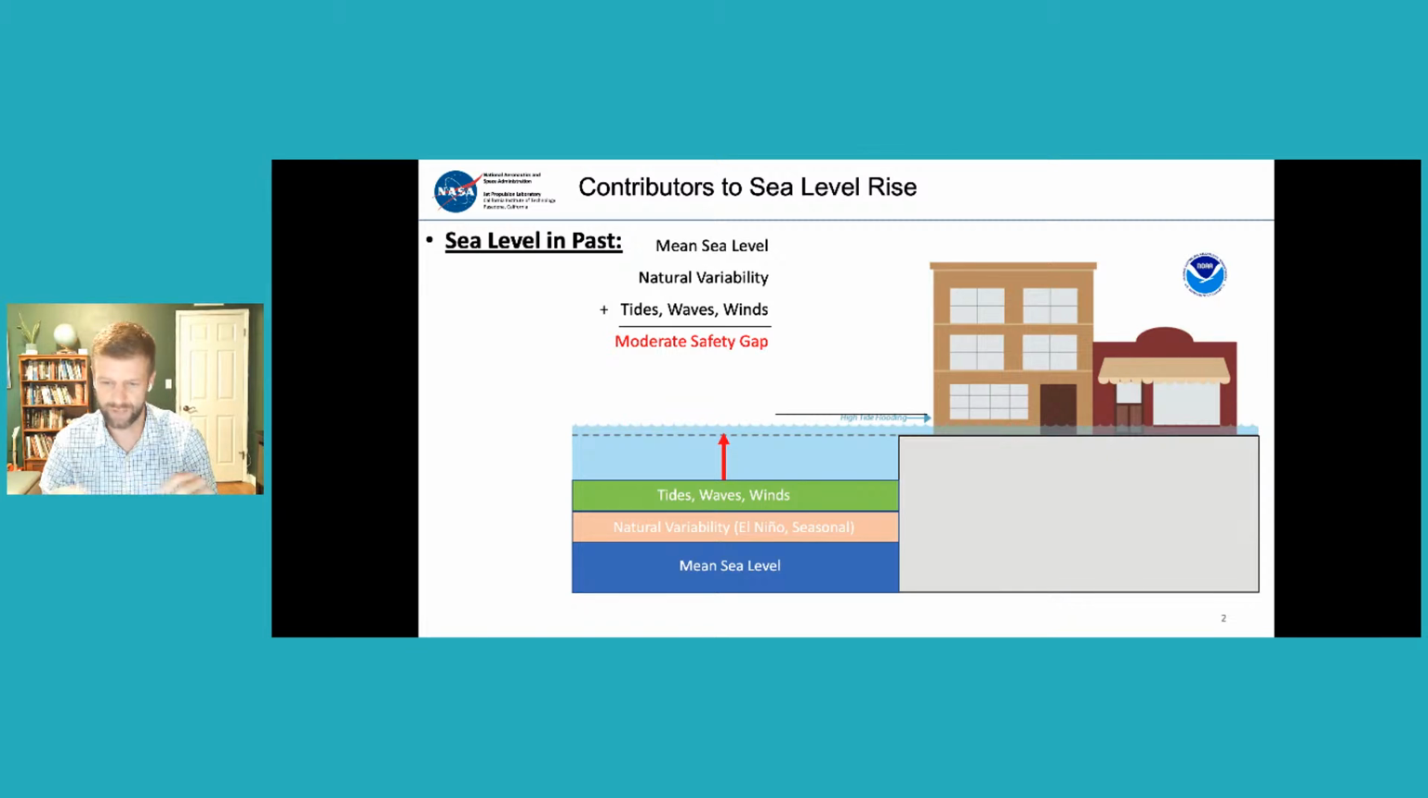So in this bottom panel here, this blue, we have the mean sea level. You can kind of treat that as the foundation of sea level. And there's all these other things that sit on top of it, like an envelope of variability of changes that occur at different time scales that sit on top of this foundation.